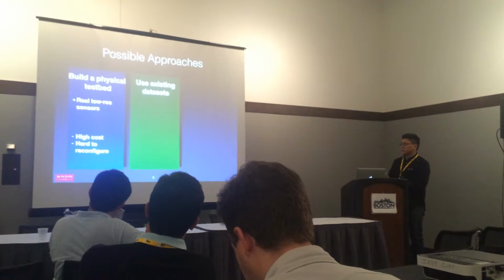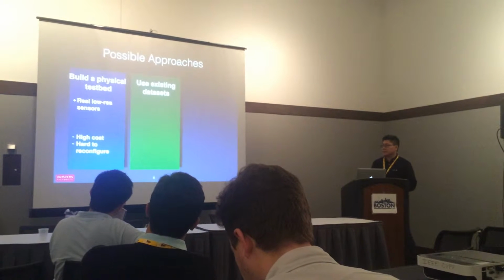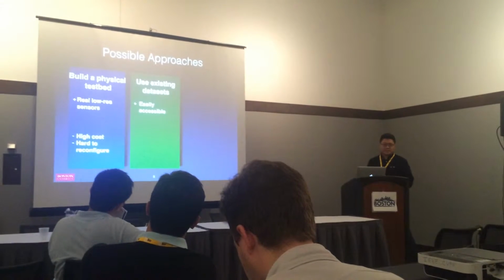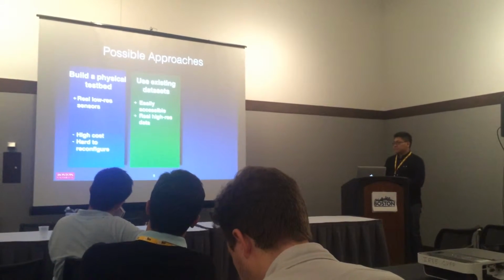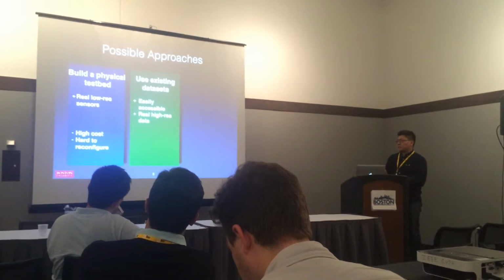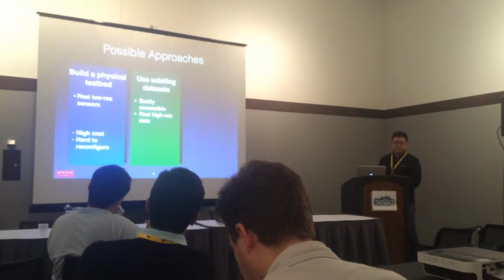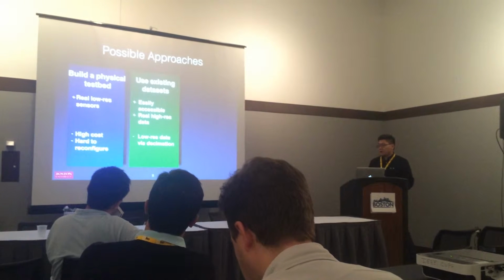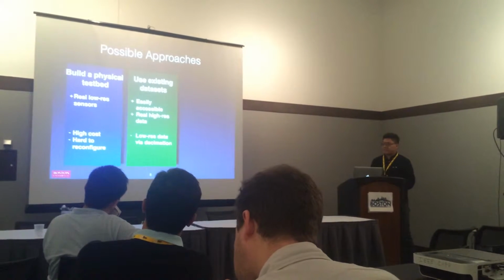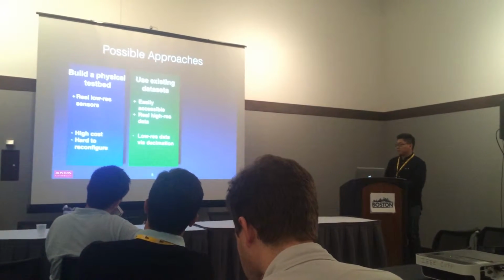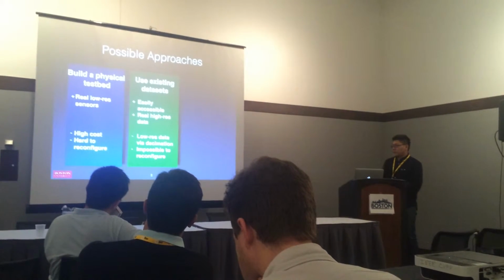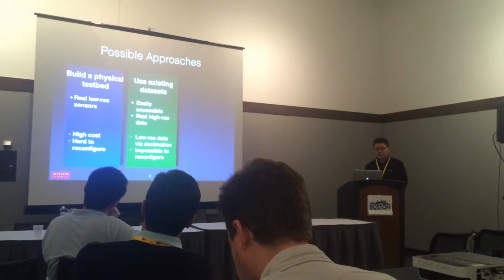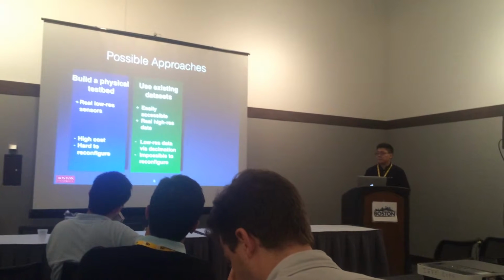Option number 2 is to use an existing data set like the Express data set. These data sets are easily accessible and well known. And the good news is that for the high resolution data, they're using a real sensor to capture it. But how about low resolution data? You can only obtain it by doing decimation, and it's impossible to reconfigure. The camera viewpoint, the subjects, and the actions are fixed.